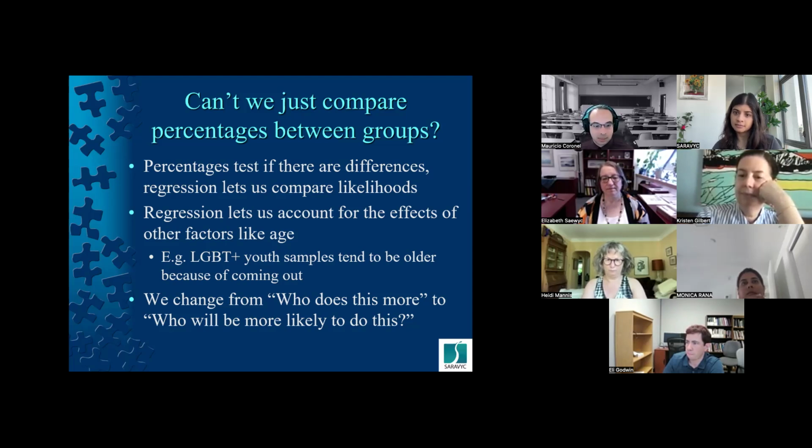and see how things are different. And we change the question a bit from who does this more in frequency to who will be more likely to do this or what's more likely to happen. What is the process that leads from one to the other? It's a bit like drawing a line instead of just looking at how things are on a static block.